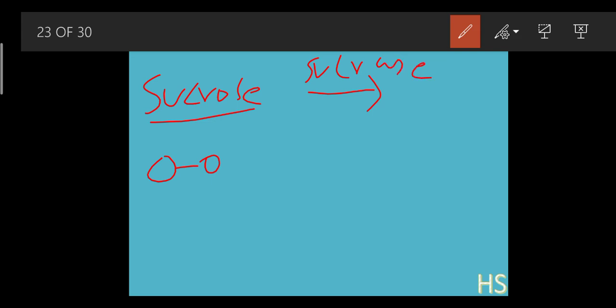Then there is a sugar which is left, sucrose. What is sucrose? It's a disaccharide, made up of two sugars. So with the help of the sucrase, OSE, ASE, it gets converted into glucose plus fructose, and glucose and fructose both are the simple sugars, that is the monosaccharide.